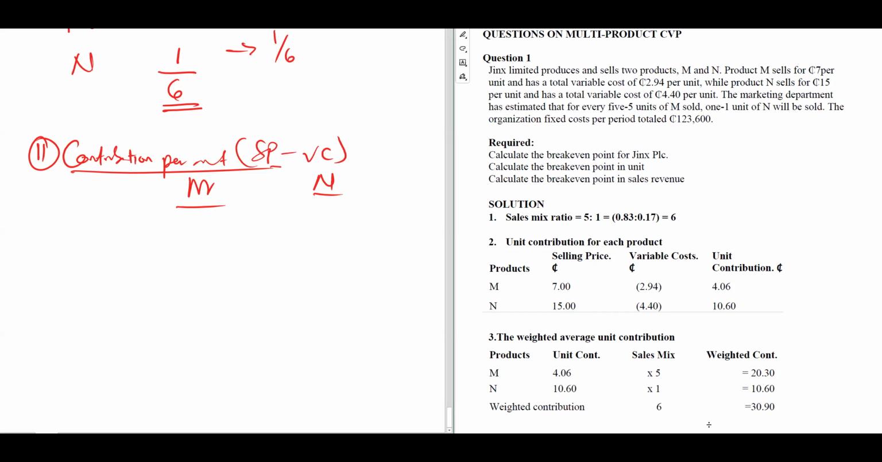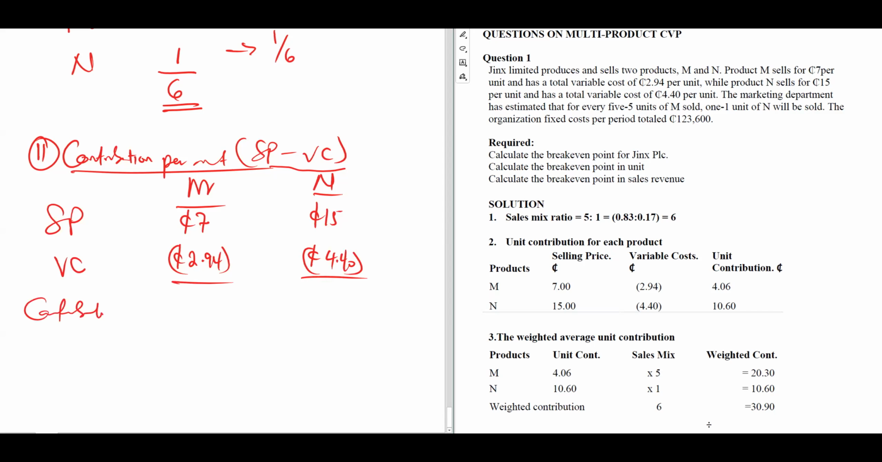Everything we do in management accounting is about contribution. So if I take selling price, when I go to the question, it tells me that product M sells for 7 cedis and product N sells for 15. Then variable cost for product M was 2 cedis 94 pesos, and for N was 4 cedis 40 pesos. So what's the contribution per unit from this?